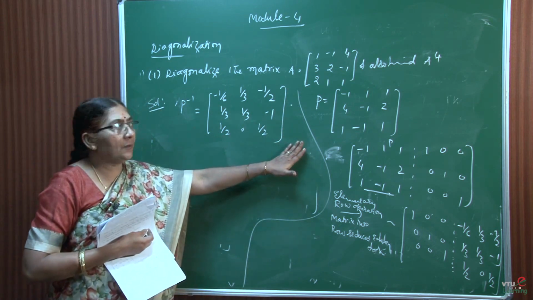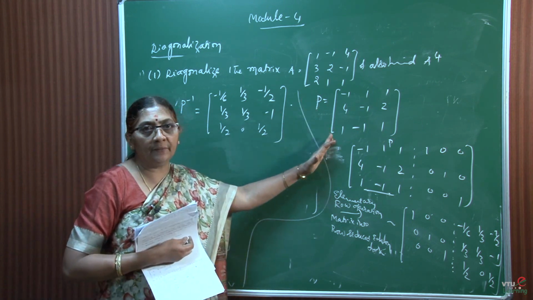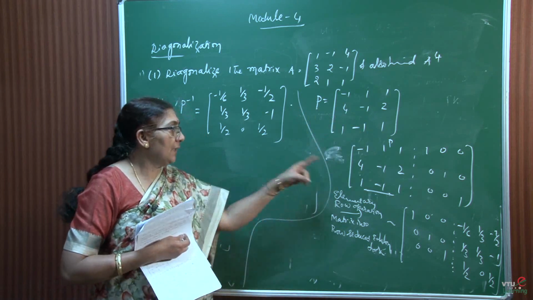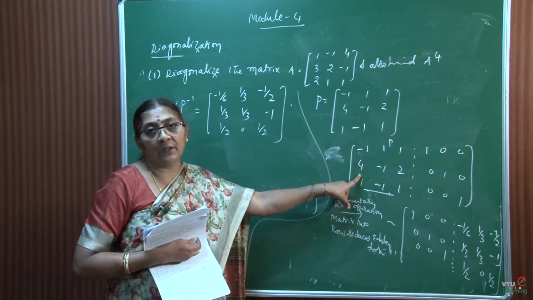I'm going to repeat once again. This is a non-symmetric matrix. What I did, I just found the eigenvectors. I replaced each of the eigenvectors as the columns of P. Next, I want to find P inverse using the Gauss-Jordan method.